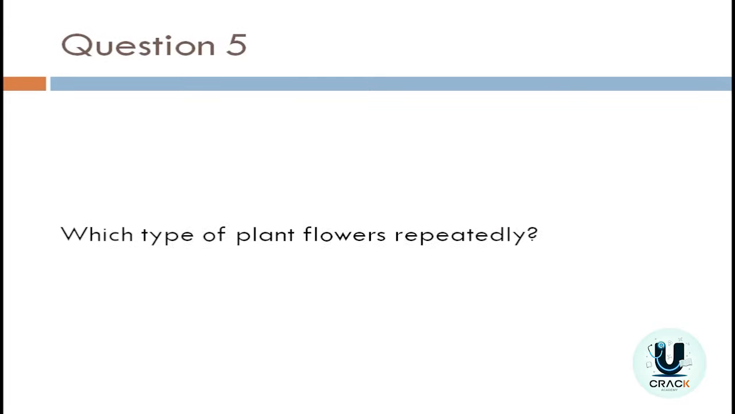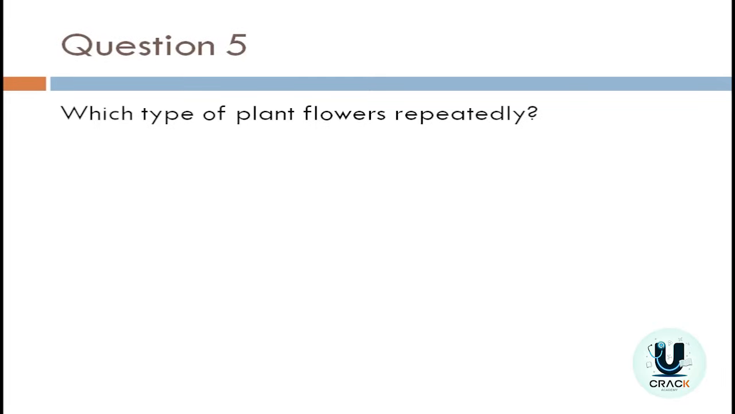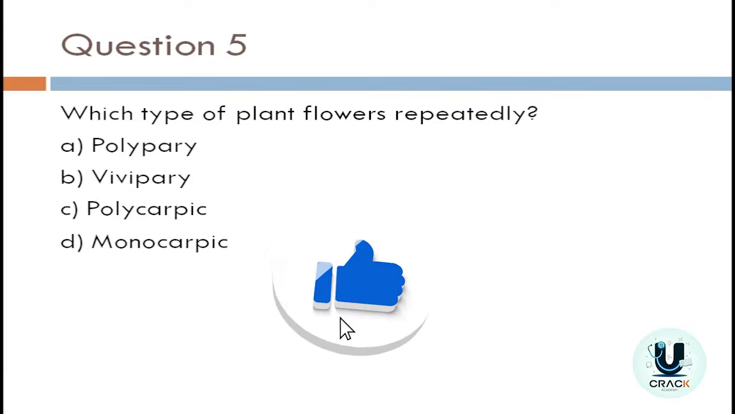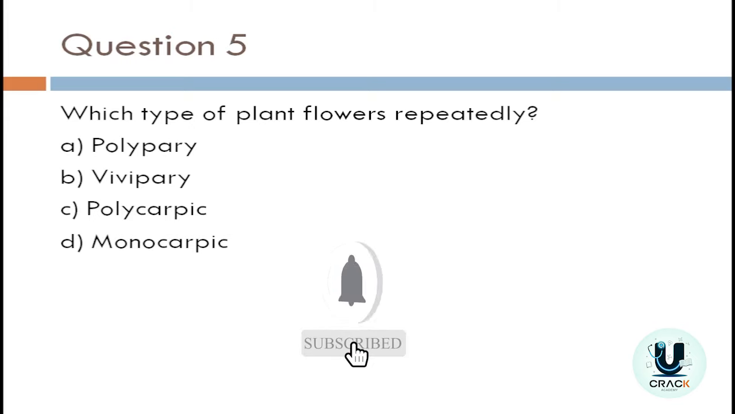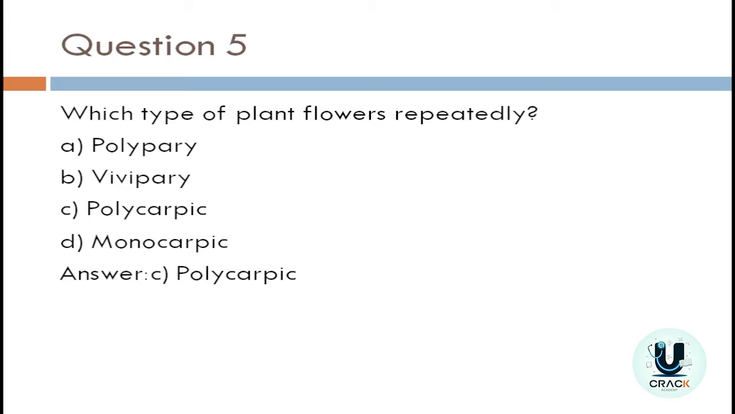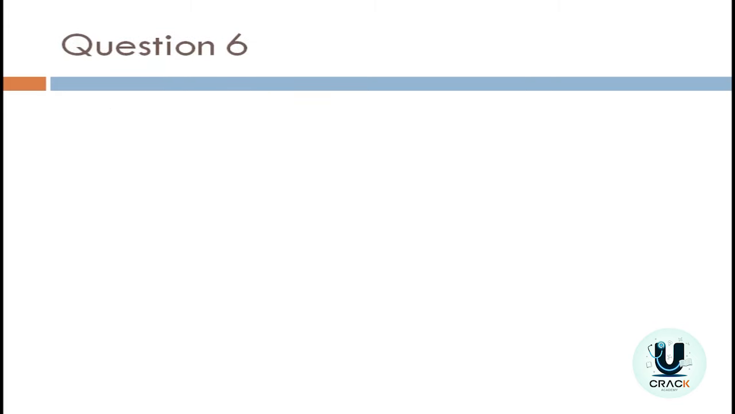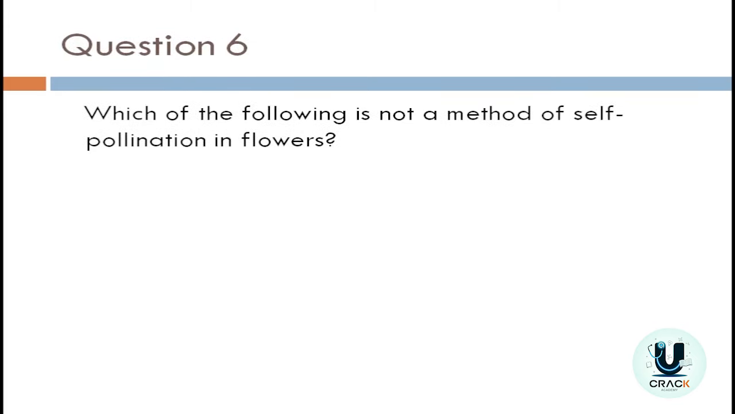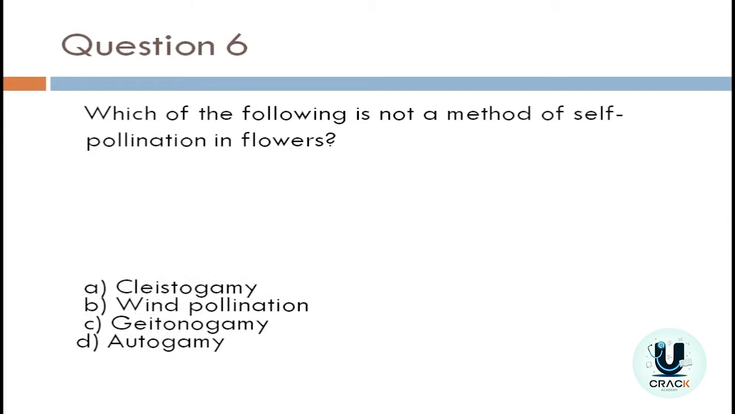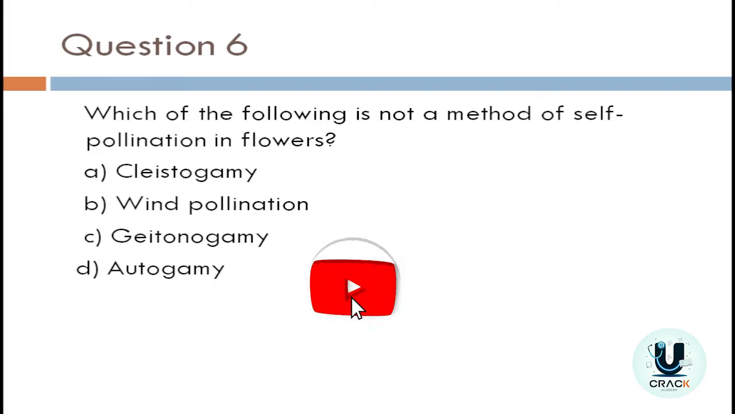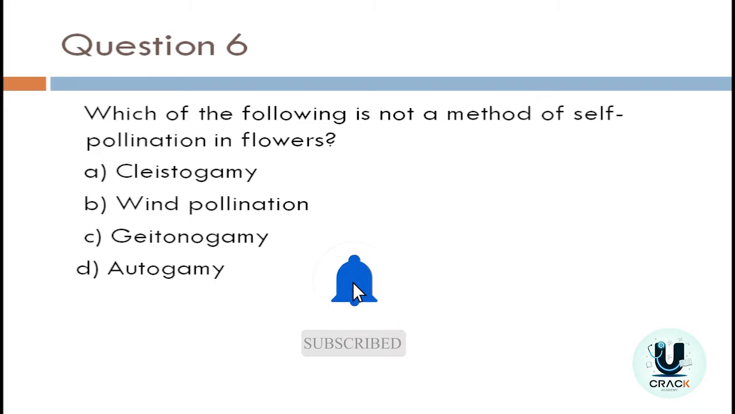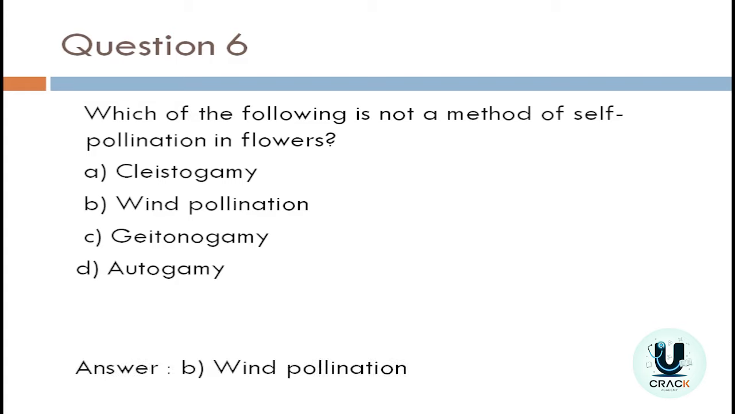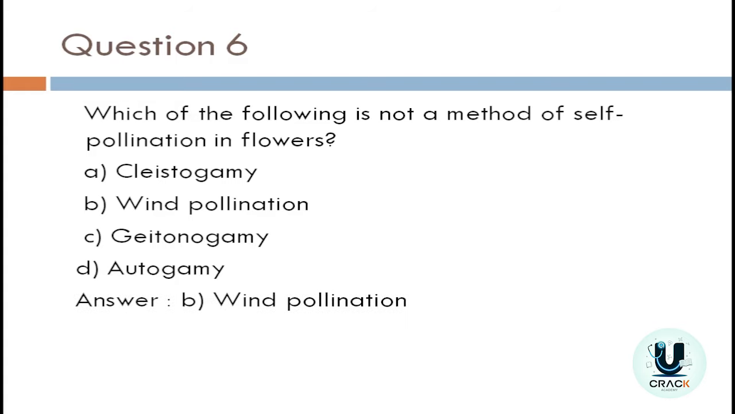Question number 5. Which type of plant flowers repeatedly? Options: polyary, vivipary, polycarpic, monocarpic. Answer: polycarpic. Question number 6. Which of the following is not a method of self-pollination in flowers? Cleistogamy, wind pollination, geitonogamy, autogamy. Answer: wind pollination.